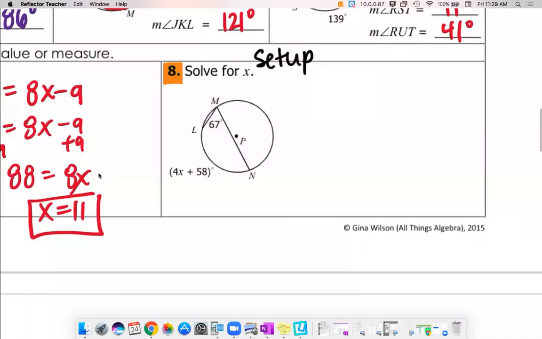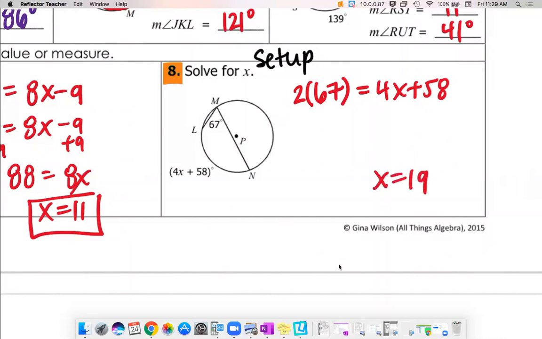Okay, this one we're just gonna set up and not solve all the way. So you have this arc and this inscribed angle. So remember, this is half of this one. So a way to do this is I can do 2 times 67. If I double that inscribed angle, it should equal this 4x plus 58. And then you would just multiply and then do some algebra. And then at the end, I think this one becomes x is equal to 19 if you want to do it and check.